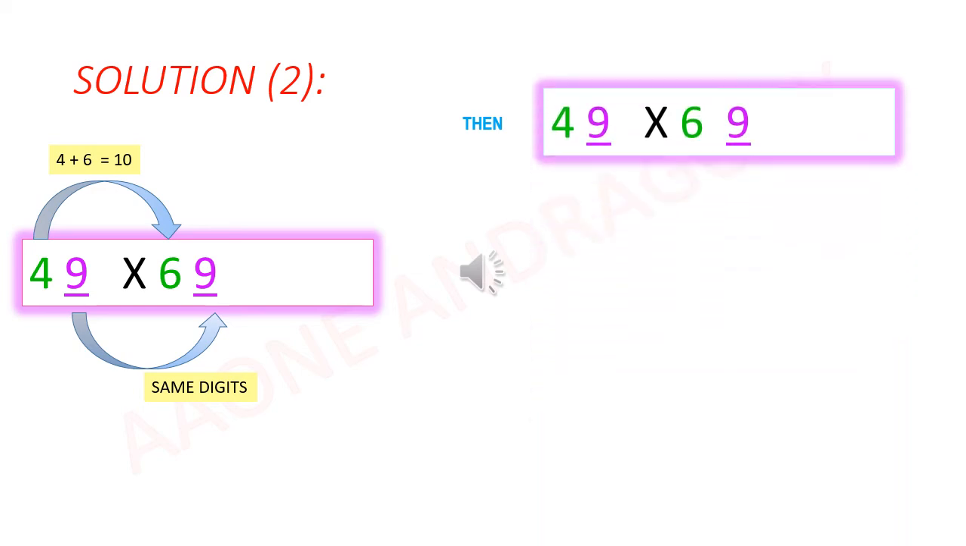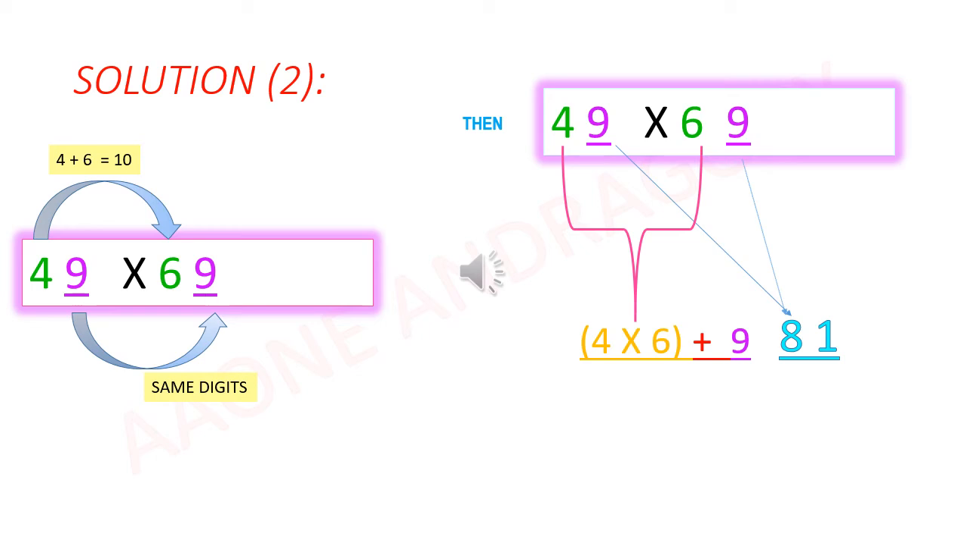Solution 2. 49 into 69. Here also this number satisfies both of the conditions. 4 plus 6 is 10 and the units digits are the same, that is 9. Now the result will be 49 into 69, 9 into 9, 81, that is 9 square, and the rest of the digits are 4 into 6 plus 9, the unit digit always, that is 9. Finally, my answer is 4 into 6, 24 plus 9, 33, and combining with 81, 3381.